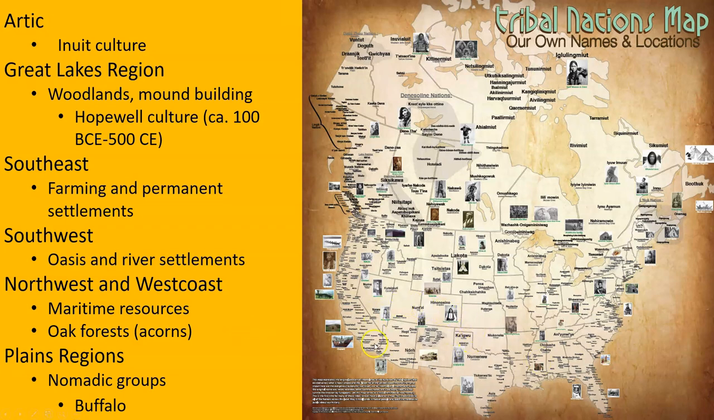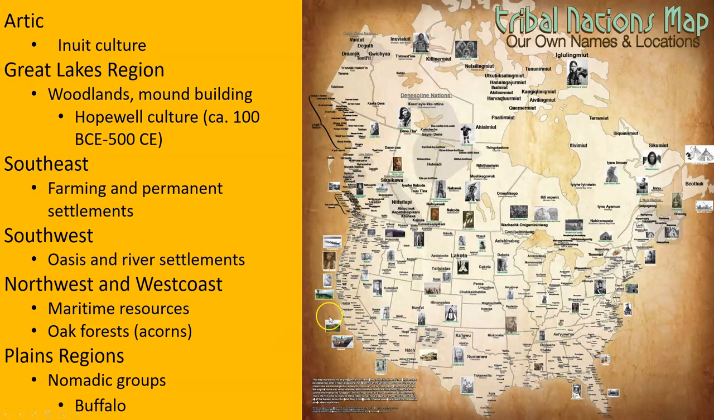Southwest, this is the modern day Arizona and New Mexico. The Colorado River obviously is a major river source down here. So this would be more like the oases in the desert, and you also find a lot of settlements along rivers all throughout these regions.